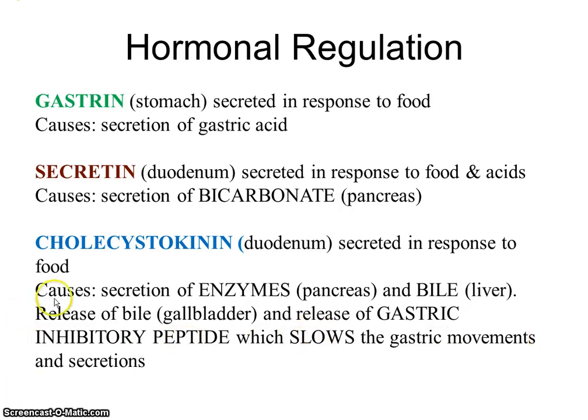So basically, think of it this way: cholecystokinin is released as food is starting to enter into the small intestine, and it's going to prepare the small intestine for the arrival of the food, as well as slow down the transit of the food from the stomach into the small intestine.